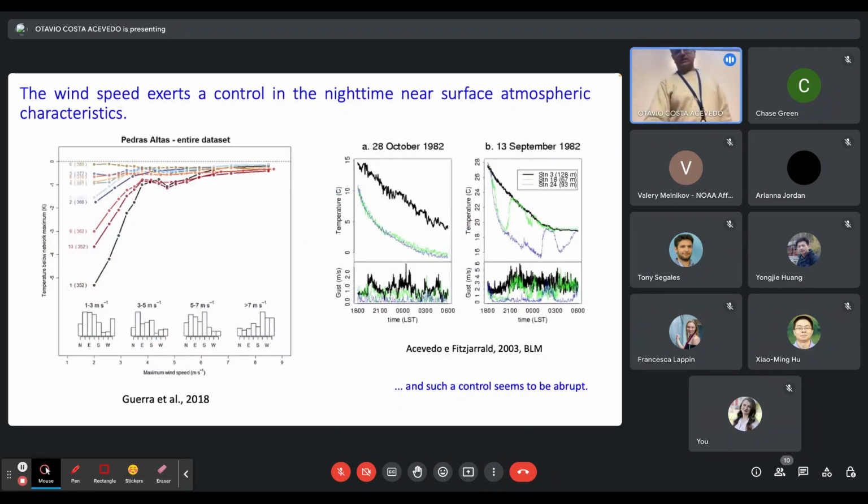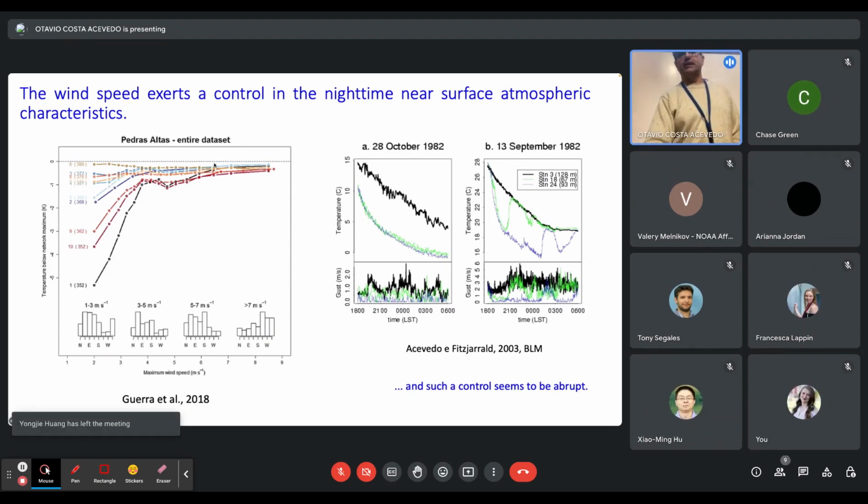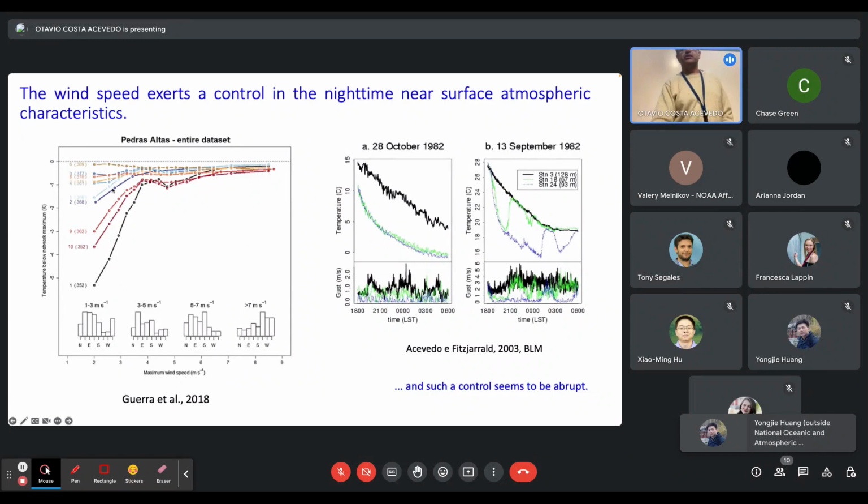The wind speed has a control, from the same data set. You can see that in the average, as the wind speed increases, the different stations go to a similar place in terms of temperature. In the limit, they are very close together in the high wind limit. And then there seems to be some sort of wind speed threshold for each station, which triggers them to join the network. So the wind speed has a control.